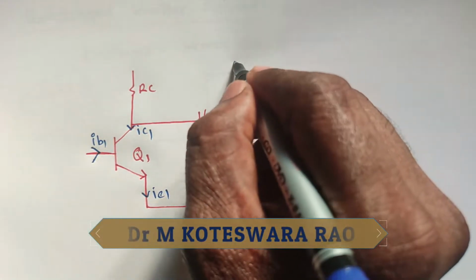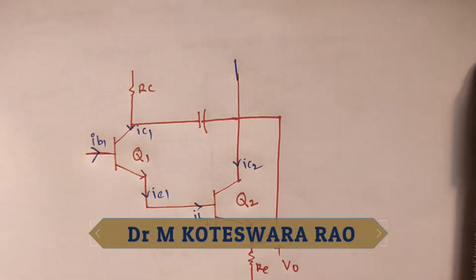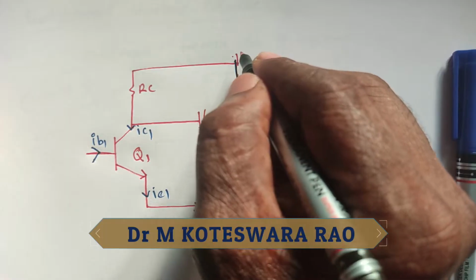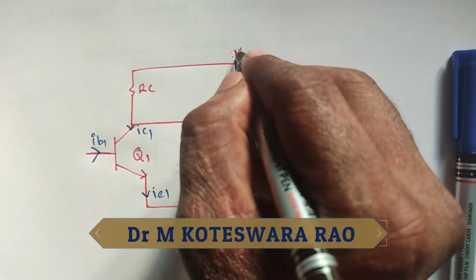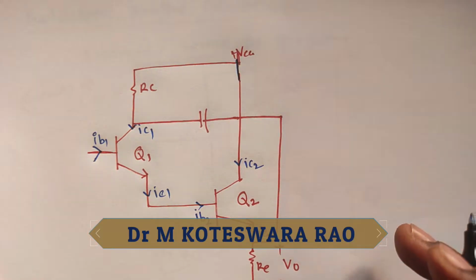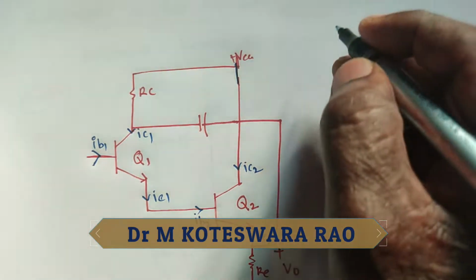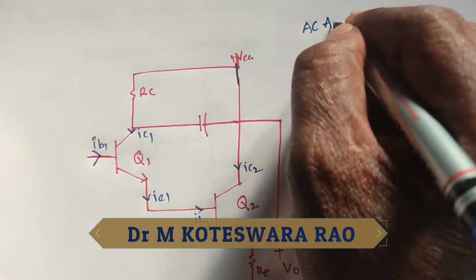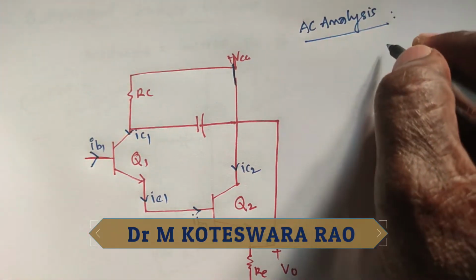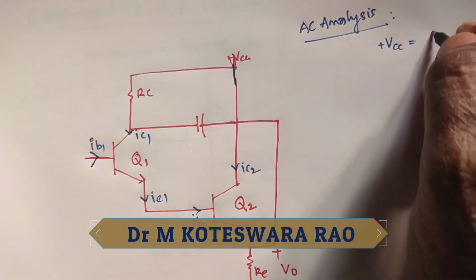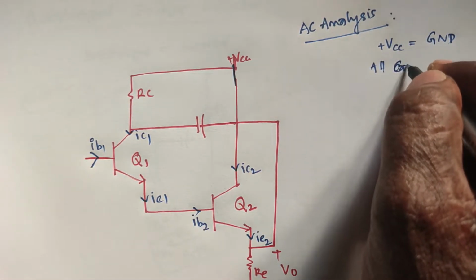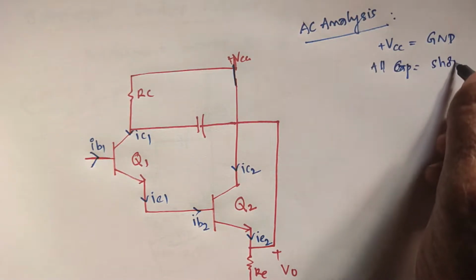Based on these expressions, we have to calculate the plus VCC value. So for AC analysis purposes, all capacitors and all voltages are considered. Here the supply voltage VCC value is connected to ground, and all capacitors are considered as short circuit.